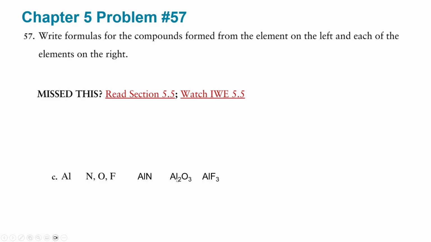We have aluminum oxide. Again, we could do the cross rule where aluminum has a +3, that 3 goes down to the oxygen. Oxygen has a -2, that 2 goes down to the aluminum. They're perfectly balanced and neutral. +3 for the aluminum, we need 3 fluorines that are always -1 to cancel them out.